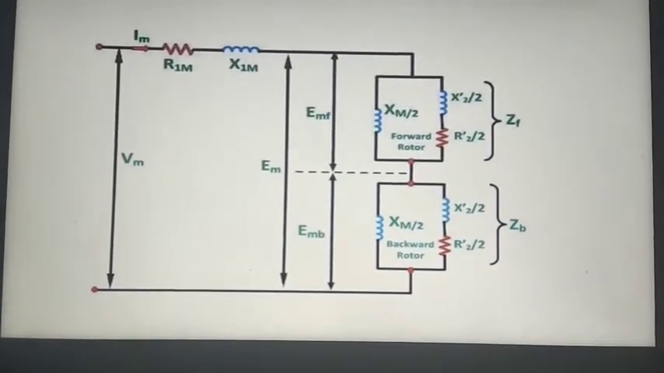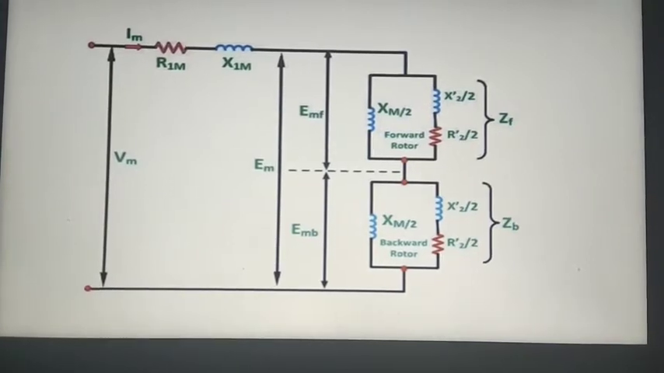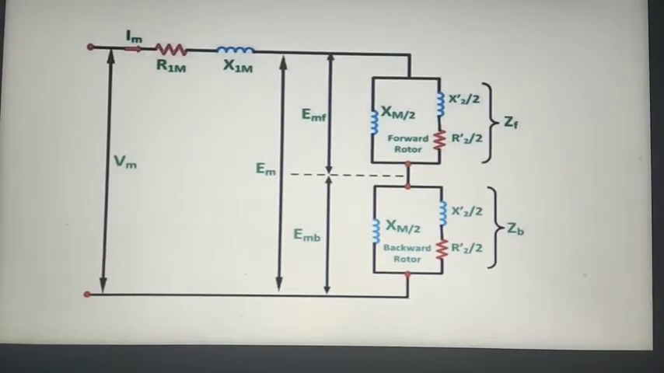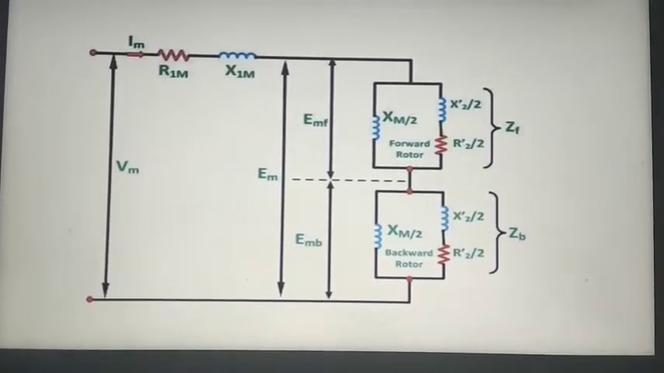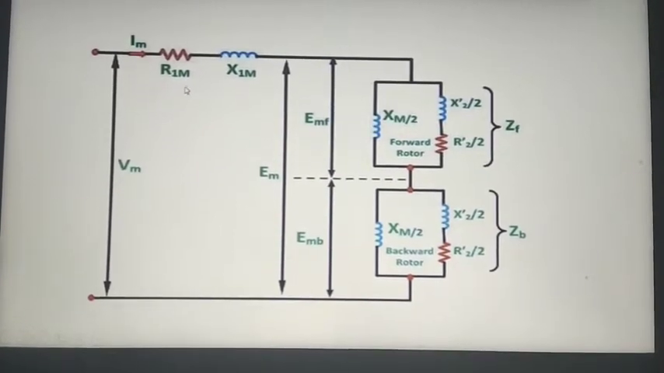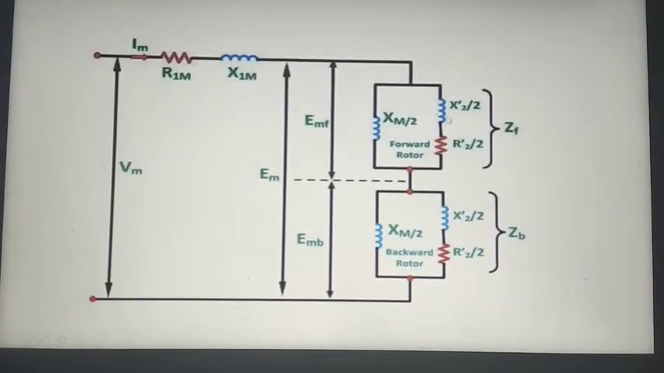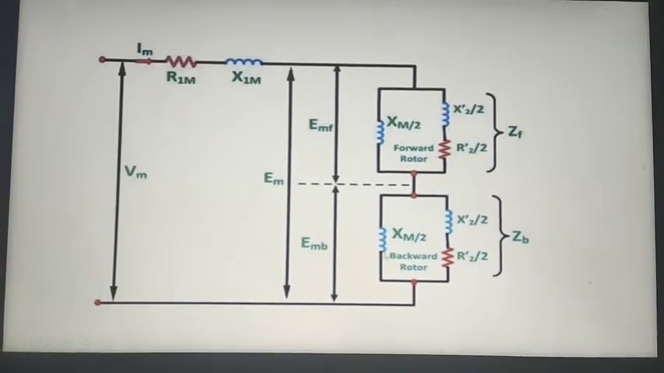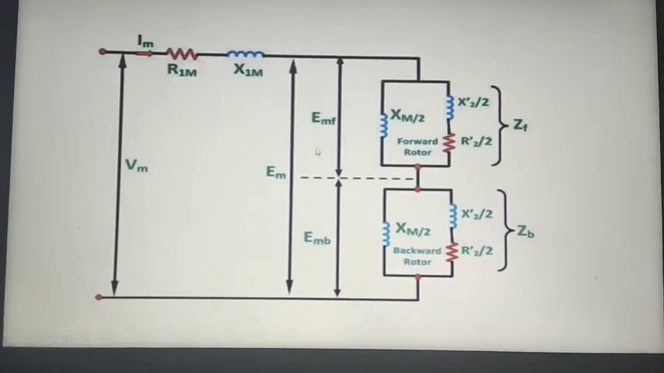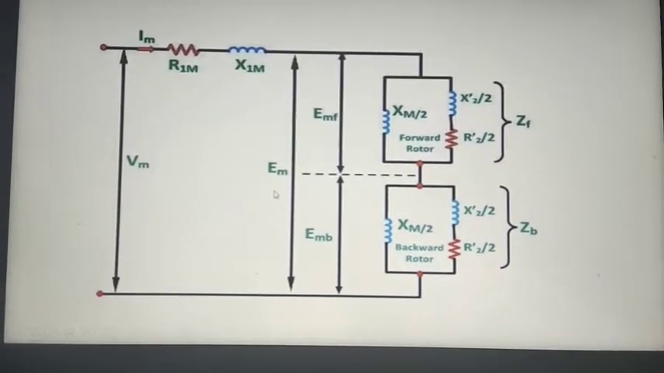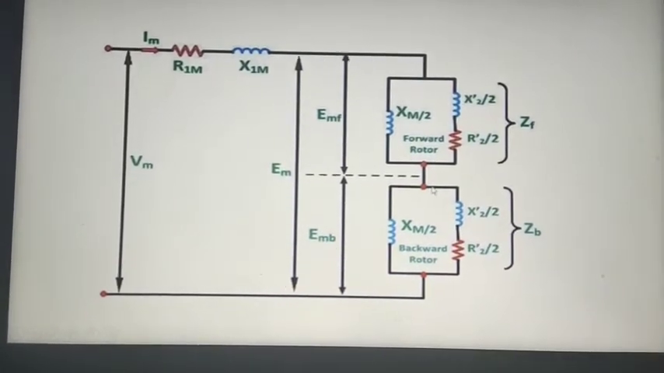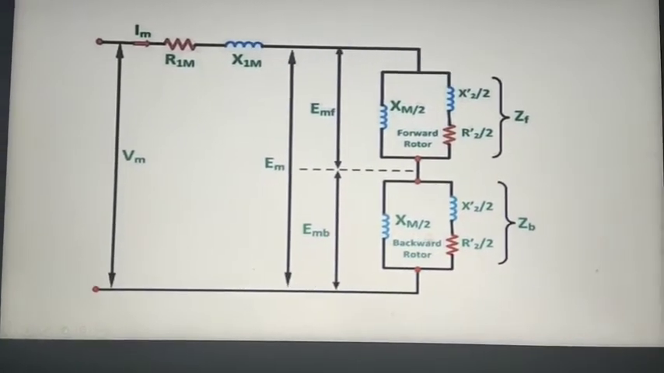The equivalent circuit is shown in the figure. Here we have the values R1m, X1m, then EMF, EMB. The total of this EMF and EMB is EM. Here this is the supply voltage, this is the value on the primary side, and this one is the value on the secondary side. So here we have EMF and EMB. EMF plus EMB is EM. So here we have the forward rotor and the second part is the backward rotor.